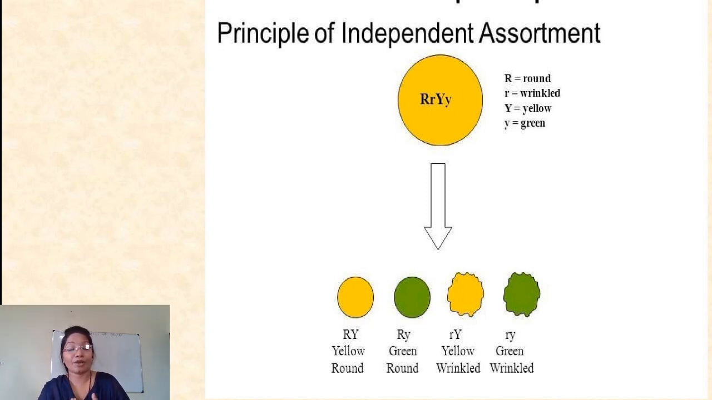So in this way, we have learned the three laws: the law of dominance, the law of segregation, and the law of independent assortment. I hope you understand the things.